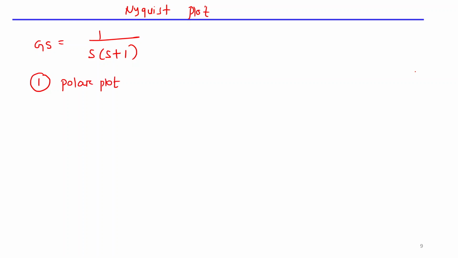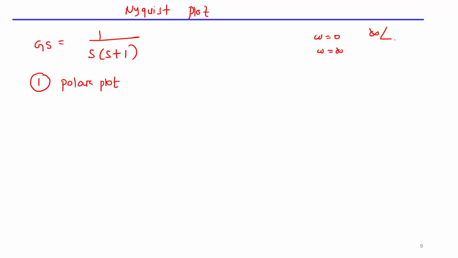Okay, sir. Can you do the polar plot of this question? Yes, sir. Tell me how it will be. At omega equal to 0 and at omega equal to infinity, I'm just writing down. At omega equal to 0, what is the amplitude? Infinity, right? 1 by 0 is infinity, sir. And what is the angle here?